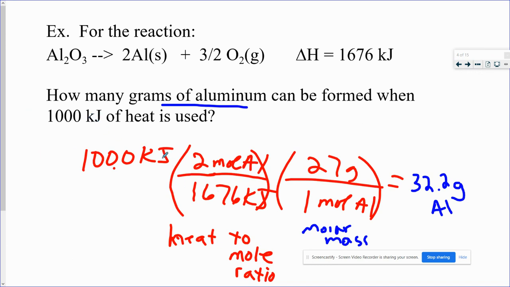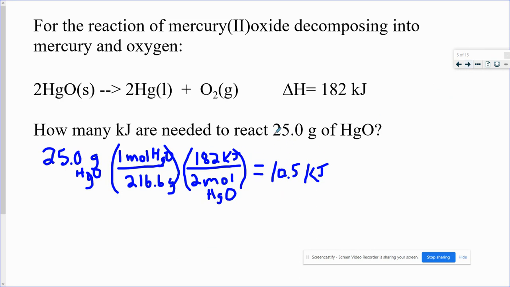Okay, so in both cases, whatever's given, that's what I start with. In the first case, I was in kilojoules first, so kilojoules had to go on the bottom, which I got from my balanced equation. I went to whatever it asked me to go to, in this case, aluminum. So there's 2 moles of aluminum in the balanced equation. And then I used molar mass to get to grams. The second problem was exactly backwards. I was starting in grams of my substance. I used molar mass to get to moles of that substance. And then I used my mole to heat ratio from the balanced equation to get to kilojoules. So really it's just like our stoichiometry problems from before. We're just adding in a mole to heat ratio.